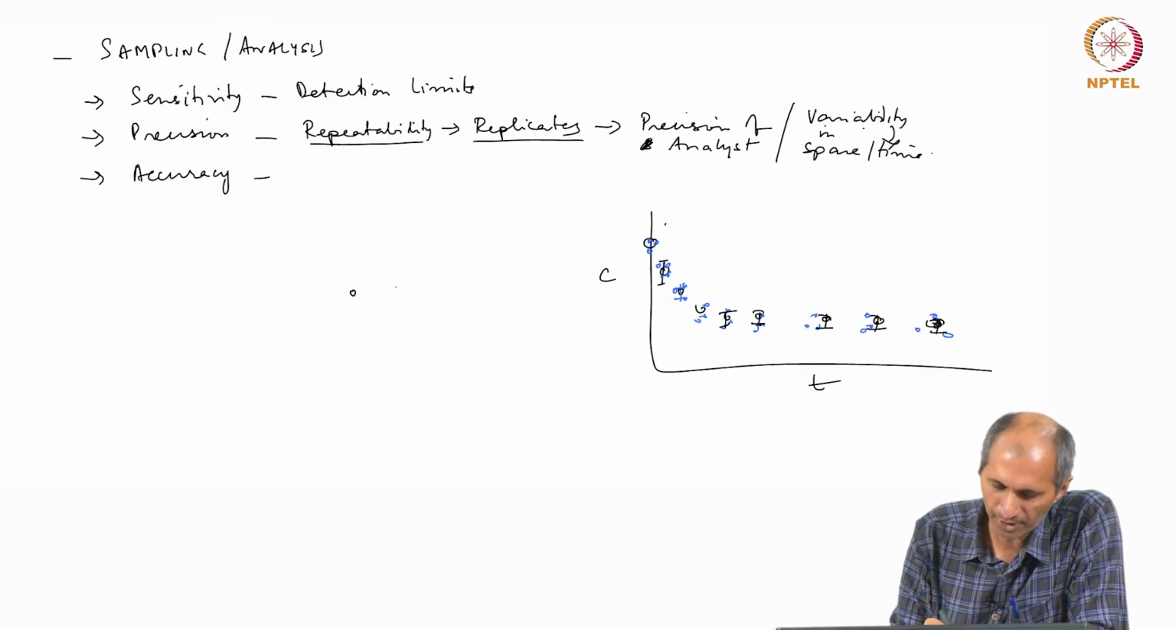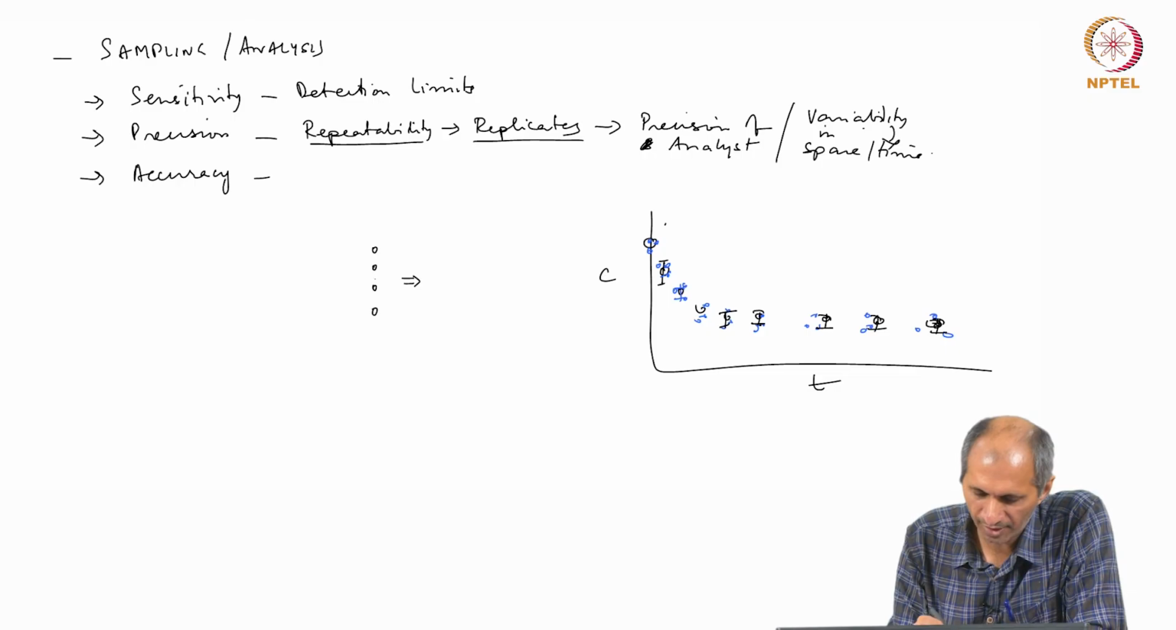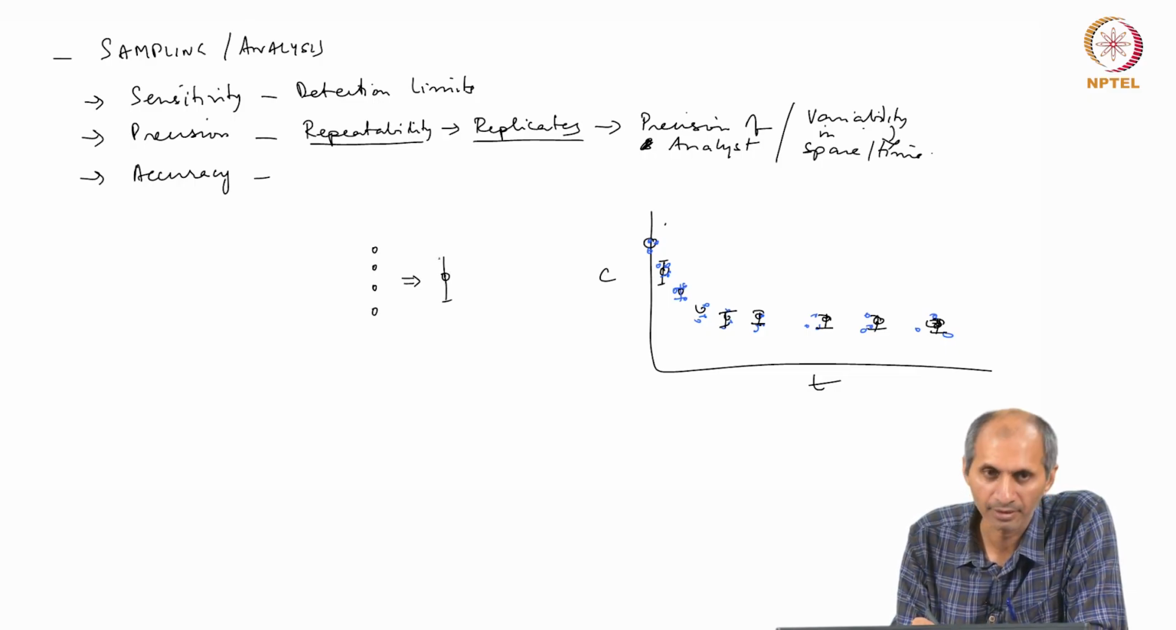So, if we have multiple data that looks like this, okay, this is not a good example. For the same time, if I am collecting data that looks like this, there is a range in which this can happen. So, this is equivalent to having a mean and having some variation.